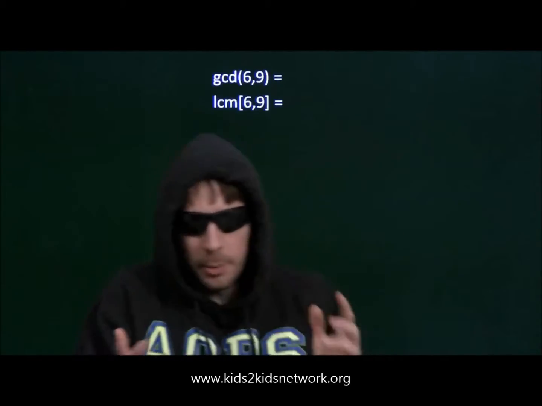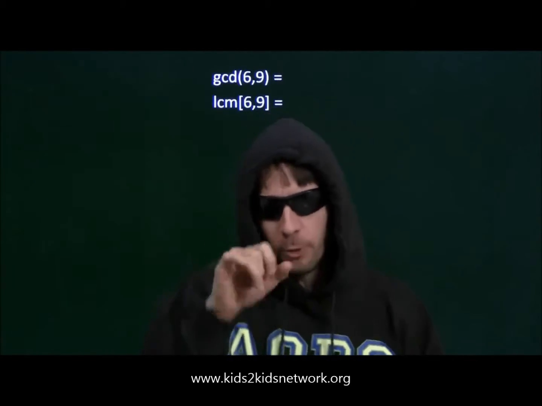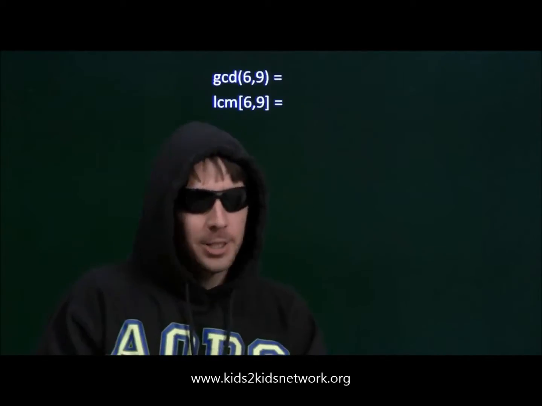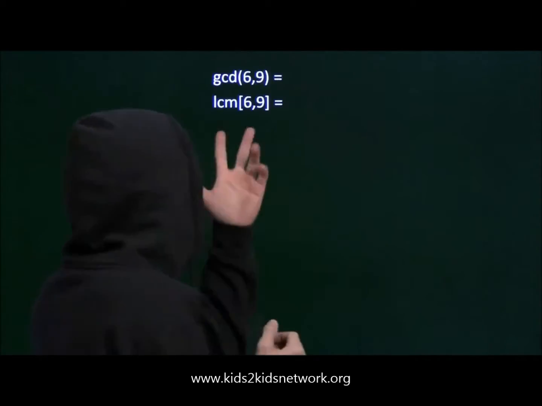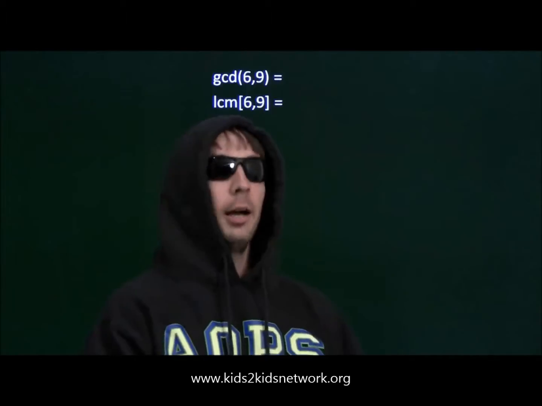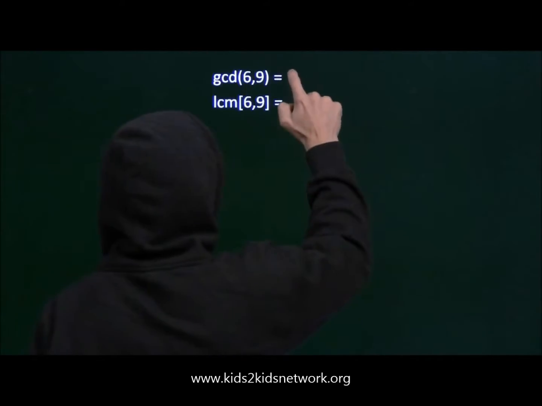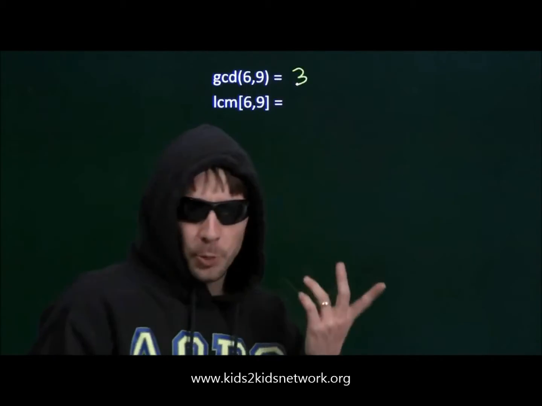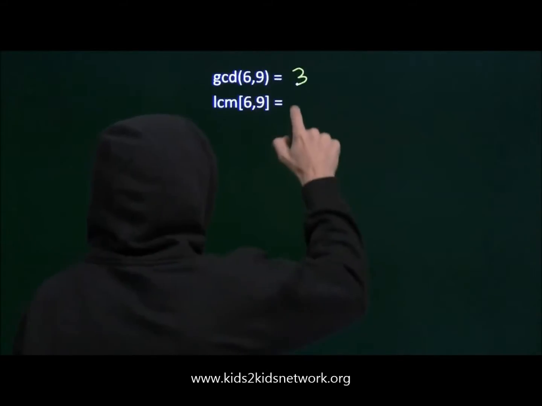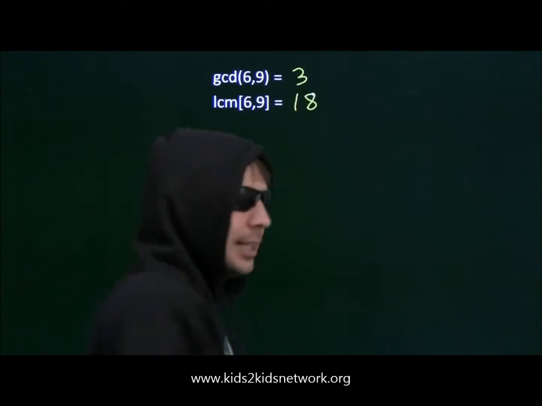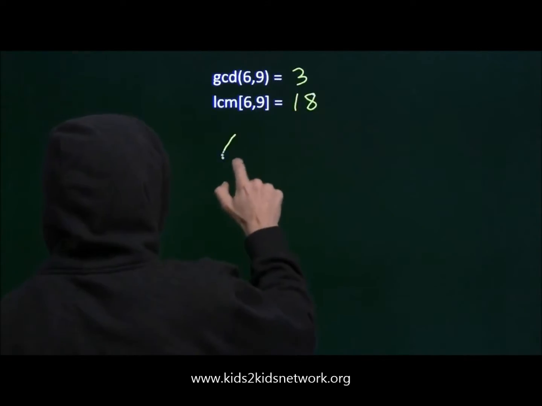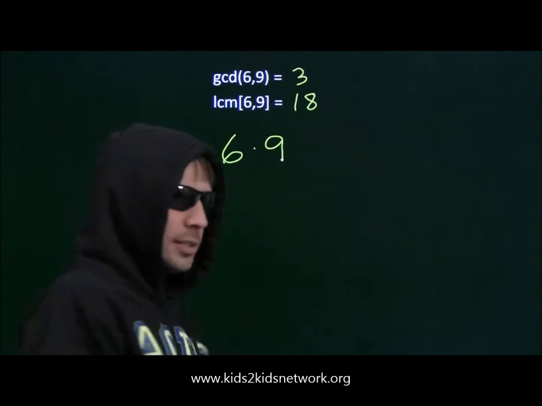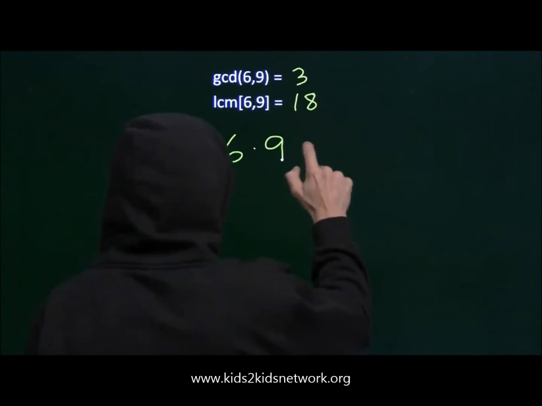I've got another least common multiple greatest common divisor trick for you. We're going to start, of course, with some examples. What's the greatest common divisor of 6 and 9? Yeah, just 3. That's simple enough. Least common multiple of 6 and 9? 18. That's pretty simple too. Now check this out. What's 6 times 9? 54.